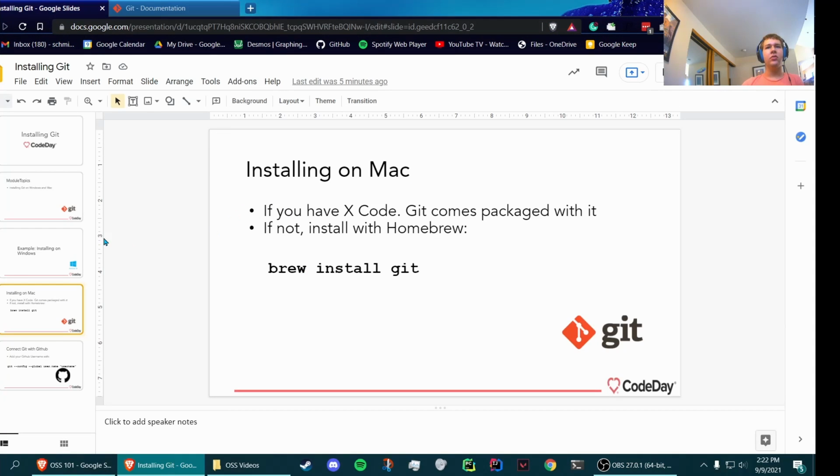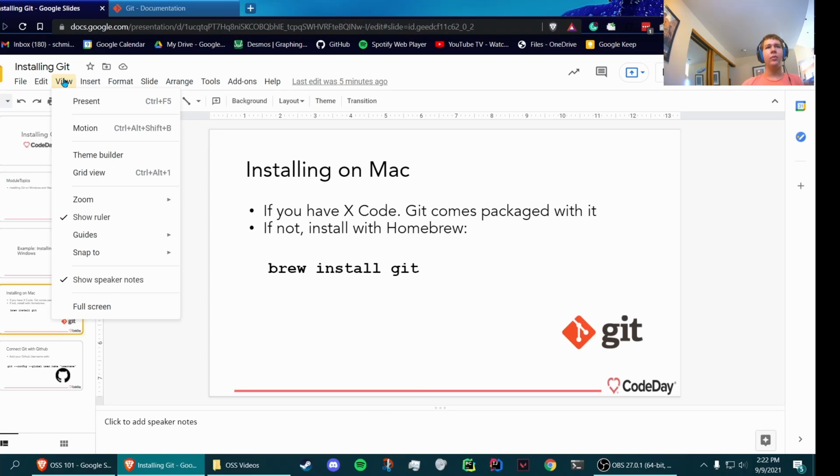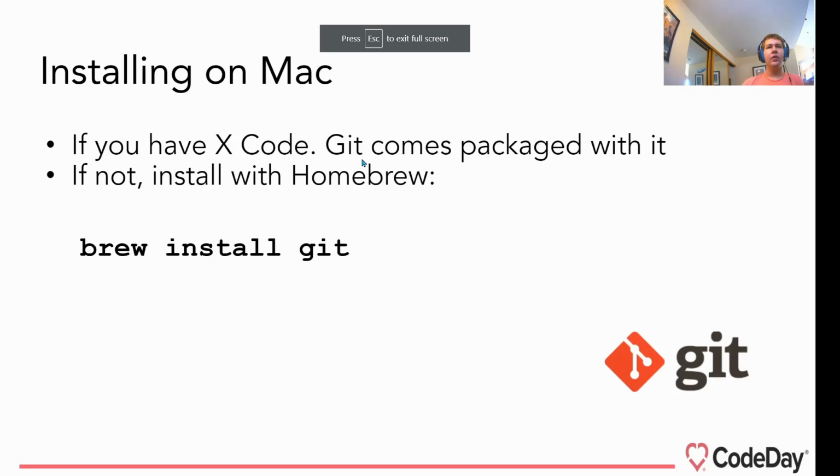The next thing you do is that if you're on a Mac, let me present this. If you're on a Mac and you've downloaded Xcode, which is like the main IDE for Mac, Git will already come with Xcode built in. If not, you should install it with Homebrew. So that's just with brew install git. I covered the commands to install Homebrew in the installing Python guide, so look for that for how to install Homebrew. That's basically just a package manager that allows you to install different applications.